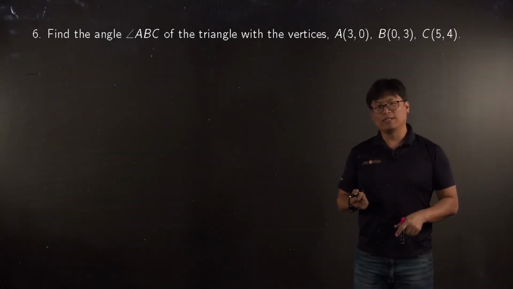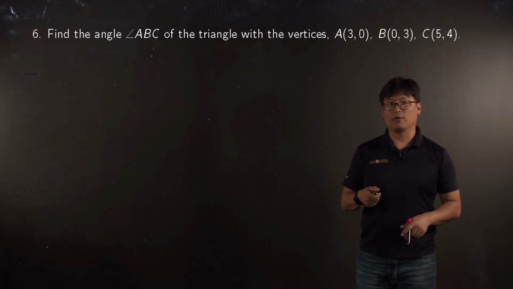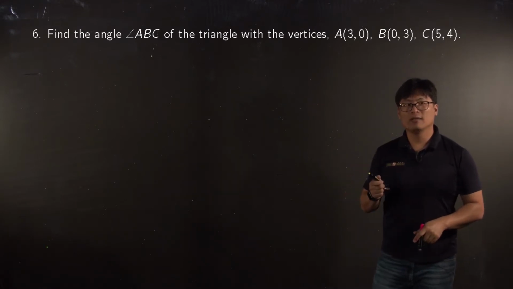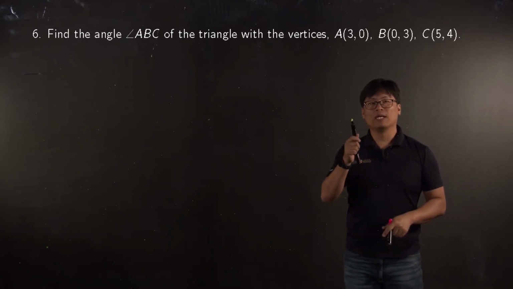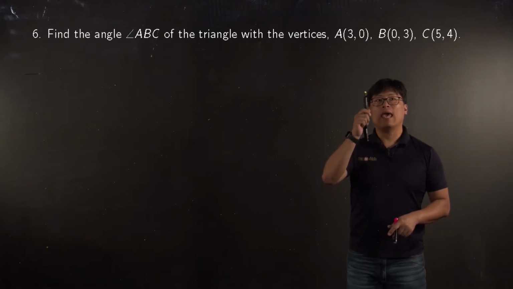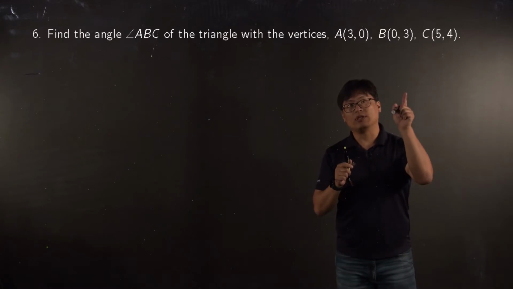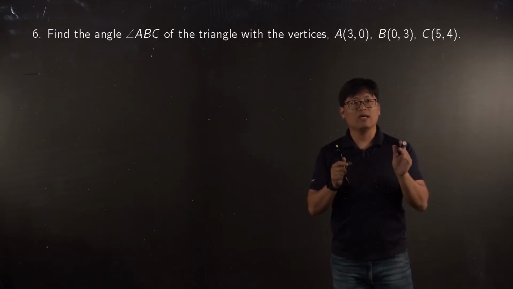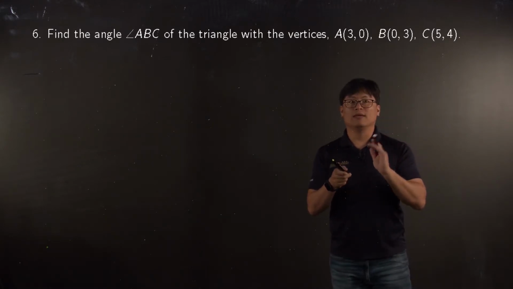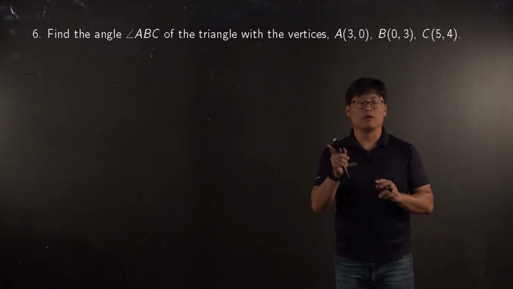Okay, let's talk about the angle between two vectors. We have a triangle, and we want to talk about the angle ABC. Keep in mind that the given information is points. They are not vectors, so you cannot use the angle formula with those points.